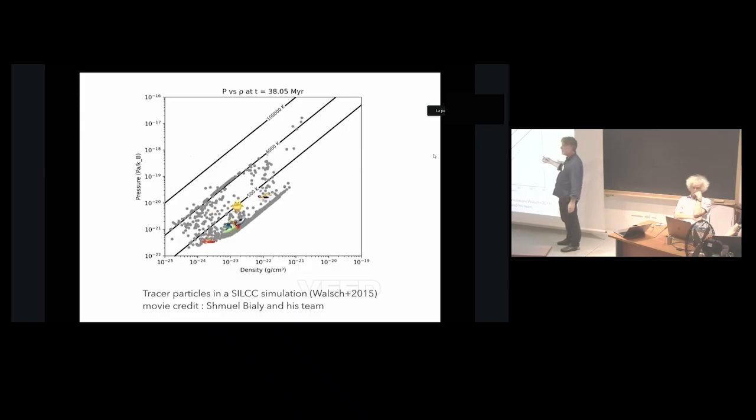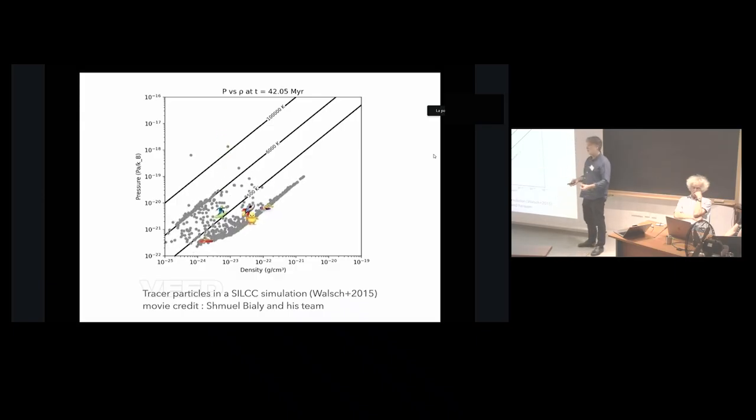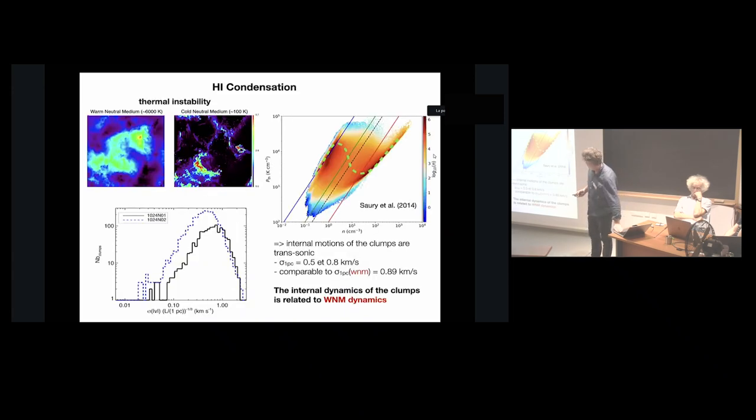They stay there for millions of years. So they're not just fluctuations in a turbulent density fluid where in a dynamical time they will go away. Once they're formed, they stay there for a long time, even if they're not self-gravitating. And those clumps are in fact subsonic or transonic.